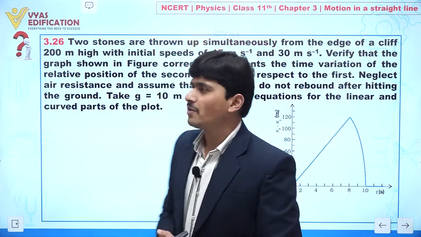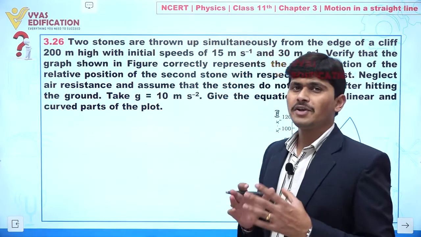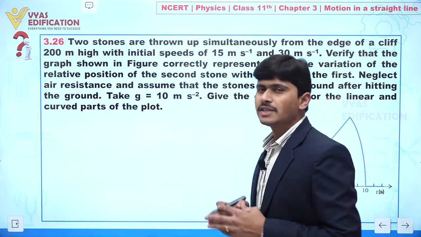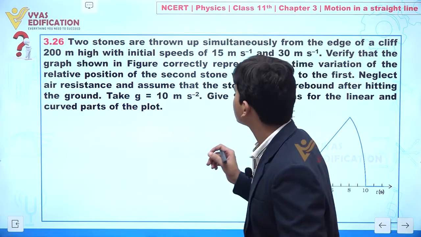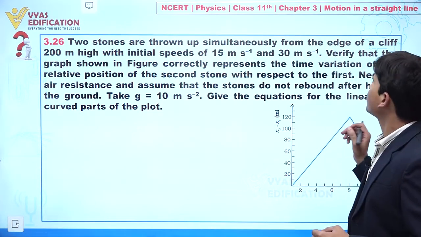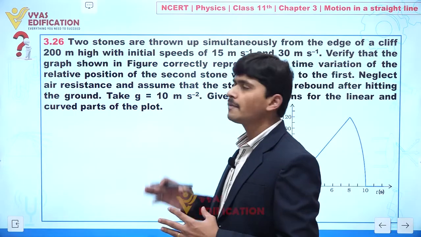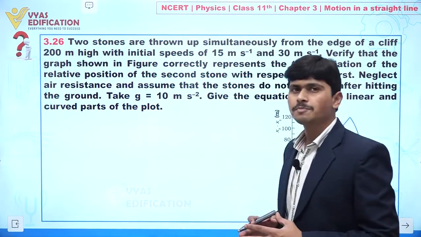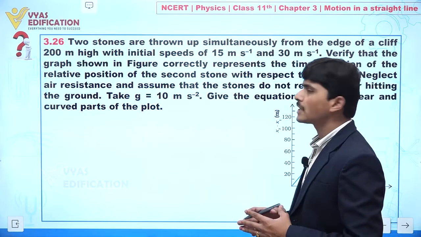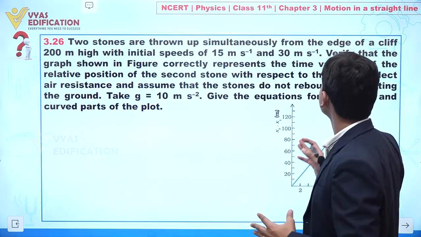So now dear student, we are going to discuss question number 3.26. In this question it is given to you, two stones are thrown up simultaneously from the edge of a cliff 200 meter high with initial speeds of 15 meter per second and 30 meter per second.